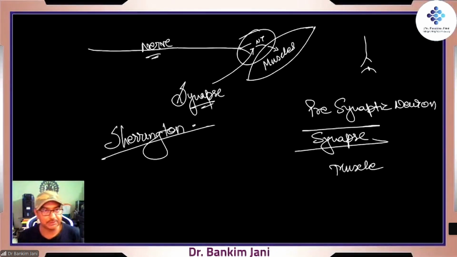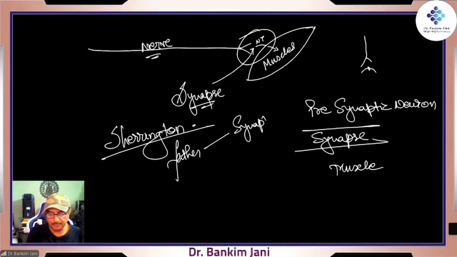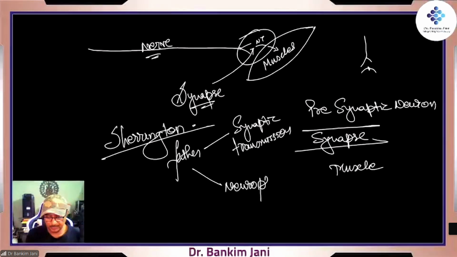Just for the purpose of knowing, Sherrington is considered the father of synaptic transmission, because he was the person who said that there are these types of vesicles, and from these vesicles neurotransmitters are released. That is what we shall be discussing today at length. He is also called the father of neurophysiology. His work and contribution in this field is massive.